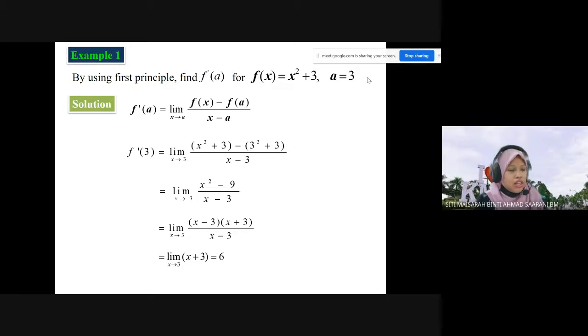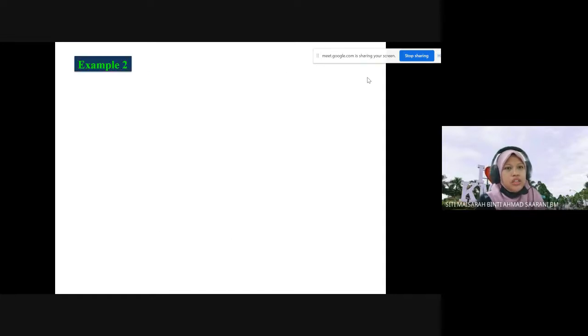Okay. Alright. So this is kalau pakai formula yang ni lah. Yang ni dia bagi point lah. Kalau dia bagi point. Kalau tak bagi point, kita pakai yang formula yang basic tu lah. Fx plus h minus fx. Yang ni dia dah derive lah. Okay. Next kita continue with example 2.